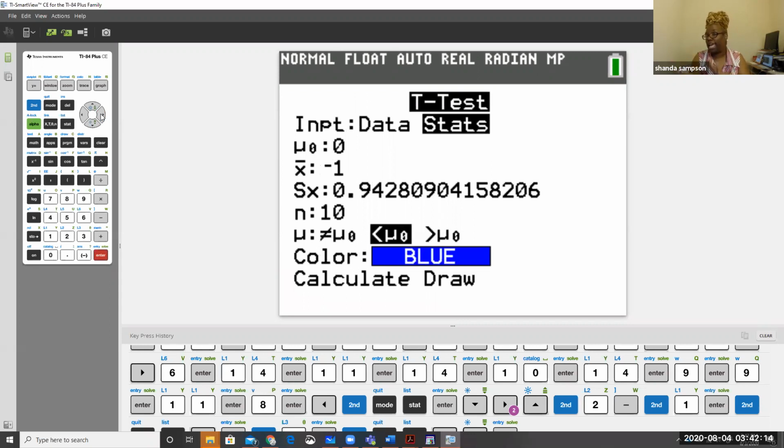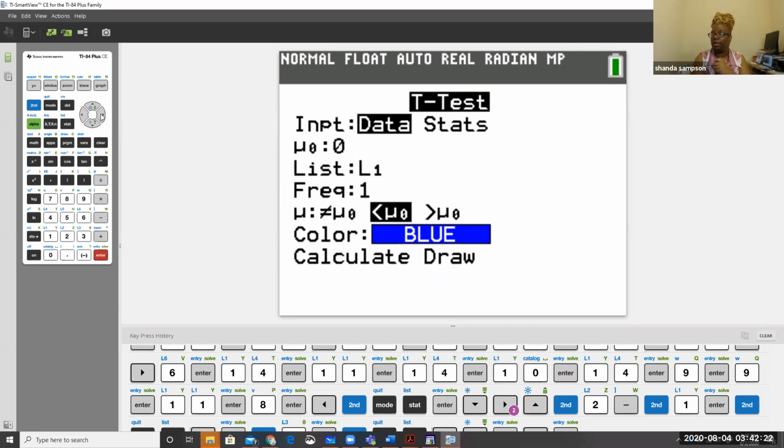Now, do we have stats or do we have data? We actually do have stats because we wrote them down, but we have data, so we're going to go over and hit the data button. Once we hit the data, we're going to leave mu sub naught as 0, of course, and then find out what list we're in. Well, we know we're in list 3. That's where our stuff is. Leave everything alone.